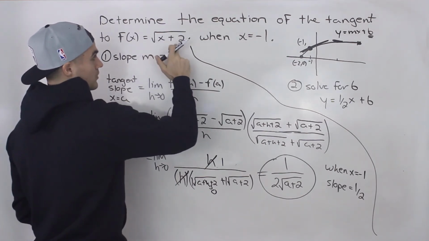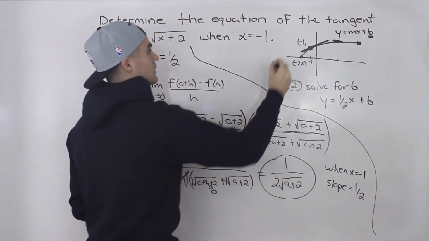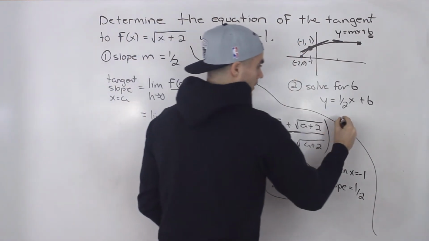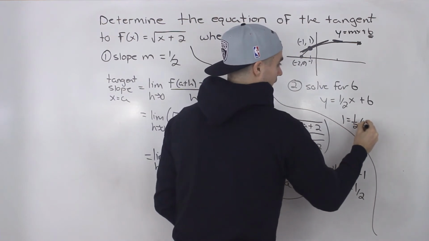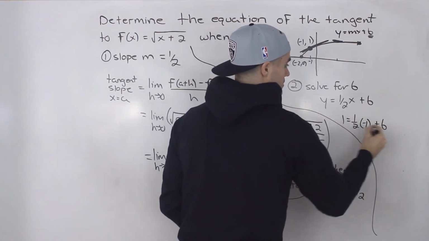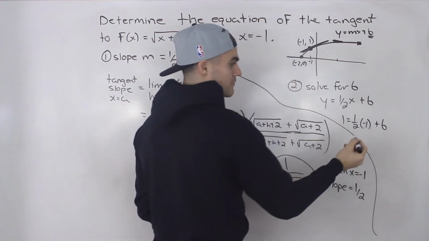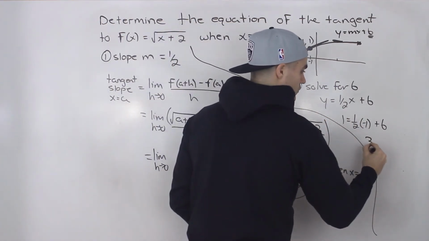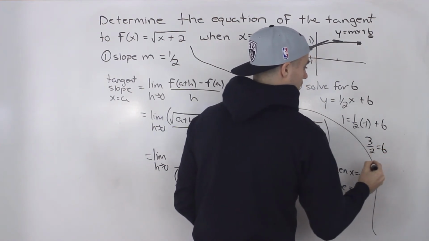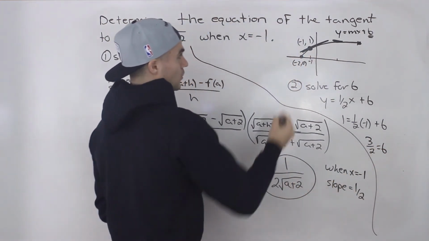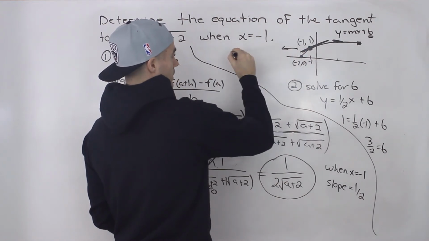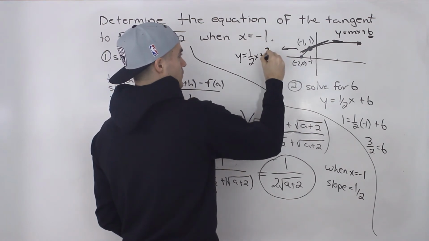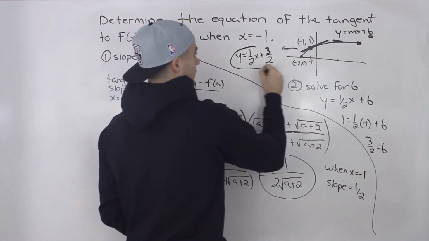the function. -1 plus 2 is 1. Square root of 1 is just 1. Right? So y is 1, and then x is -1, plus b. So we've got 1 equals -1/2 plus b. Bring the -1/2 over. 1 plus 1/2 gives us 3 over 2. So our final equation for this line here is y equals 1/2 x plus 3 over 2, that b value.